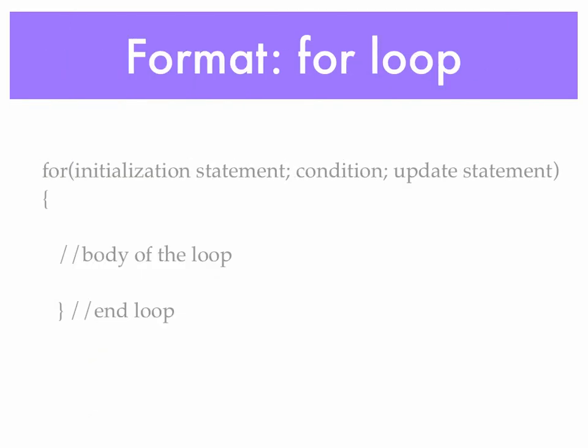So here's the format of a for loop. I've got the keyword for, and then I have my initialization statement. That happens only once.